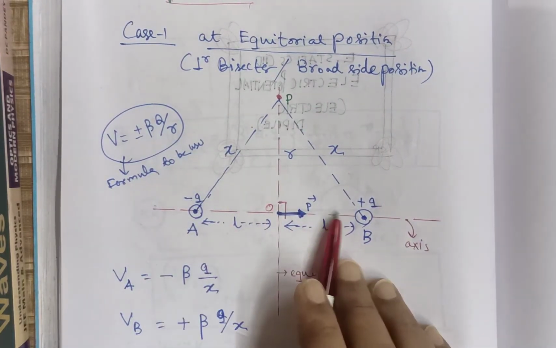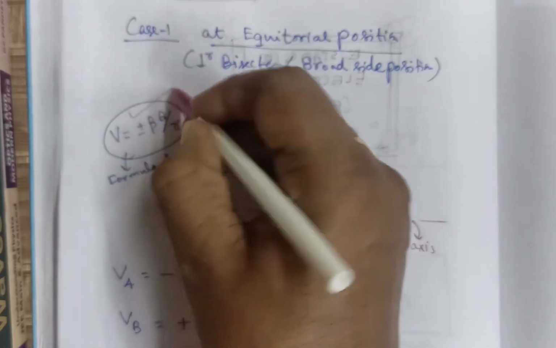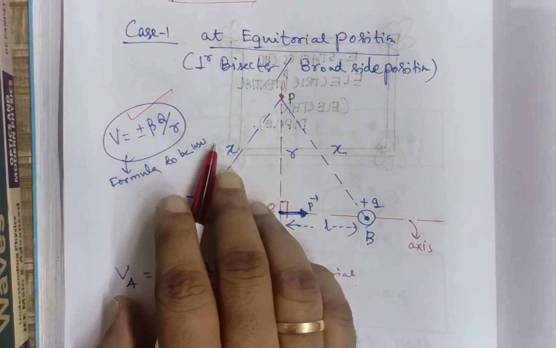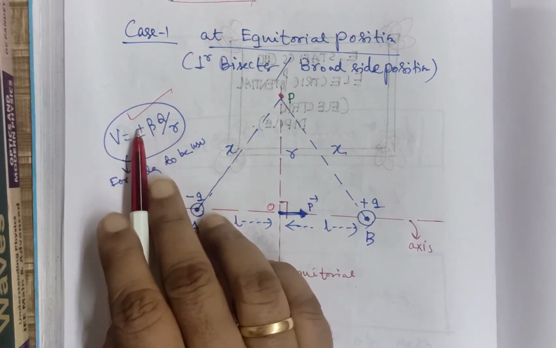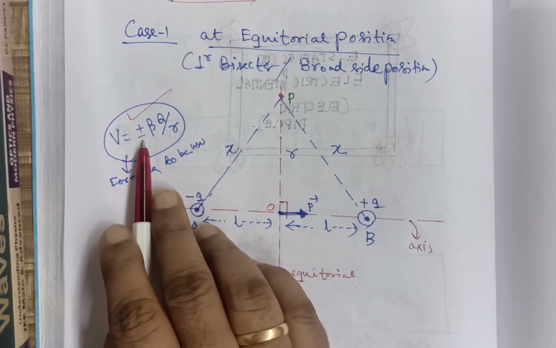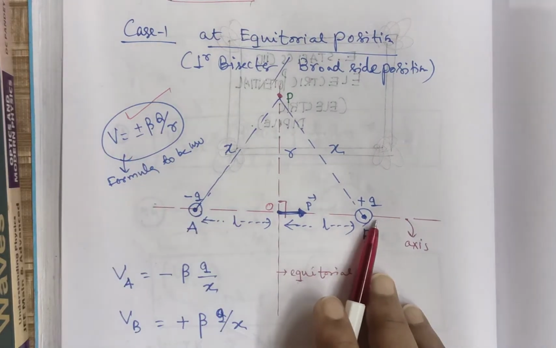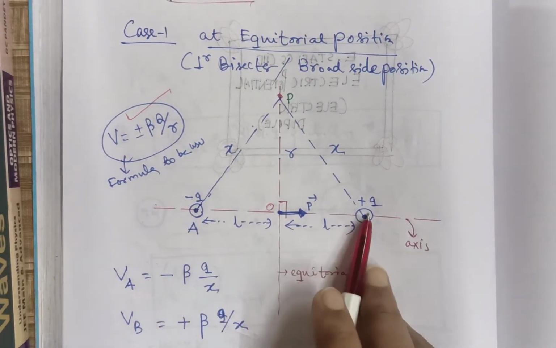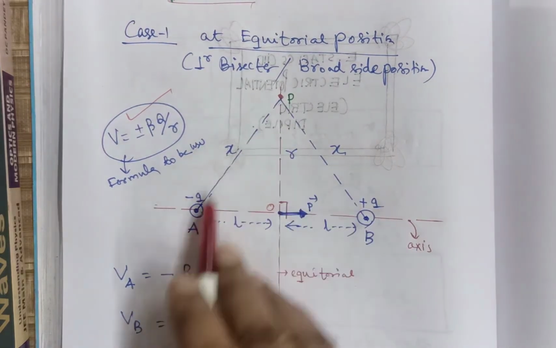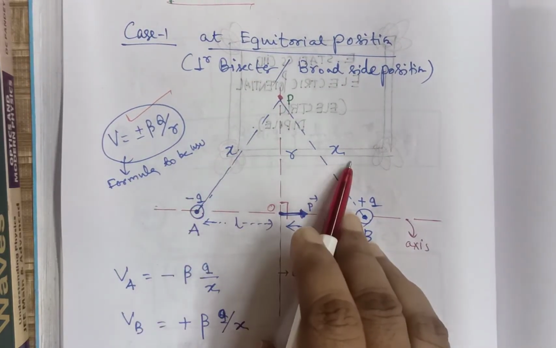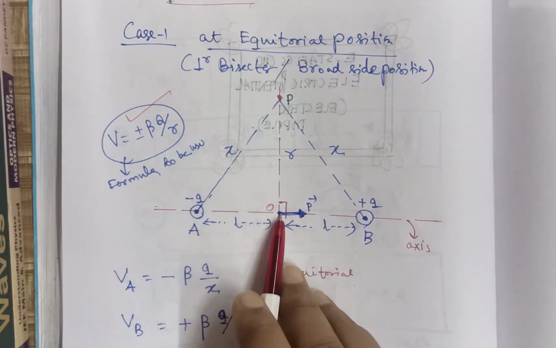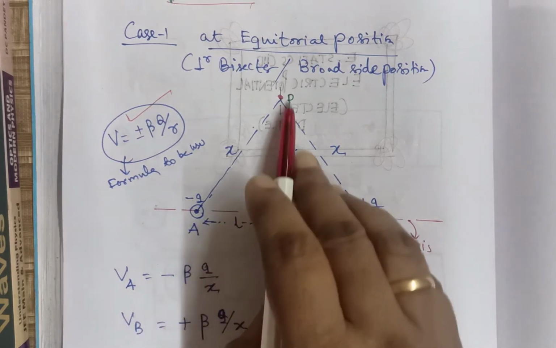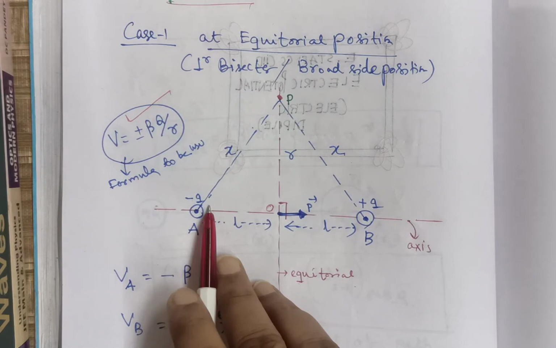Before going to the derivation, first recall the formula we used in previous classes for a single isolated point charge: plus or minus beta, the proportionality constant, times source charge divided by distance. The plus sign is for a positive source charge. Keep in mind this is very essential. The minus sign is for a negative source charge. Here you see this charge is negative and this charge is positive. Distance PA is the same as PB. Let the distance be x and x, and the desired point is situated at a distance r from the center of the dipole. First we calculate the electric potential at the point P due to minus q.